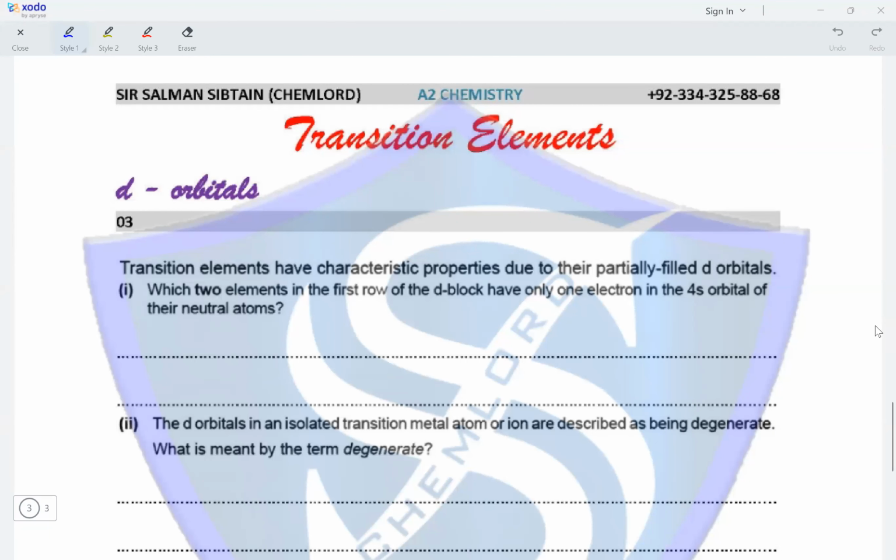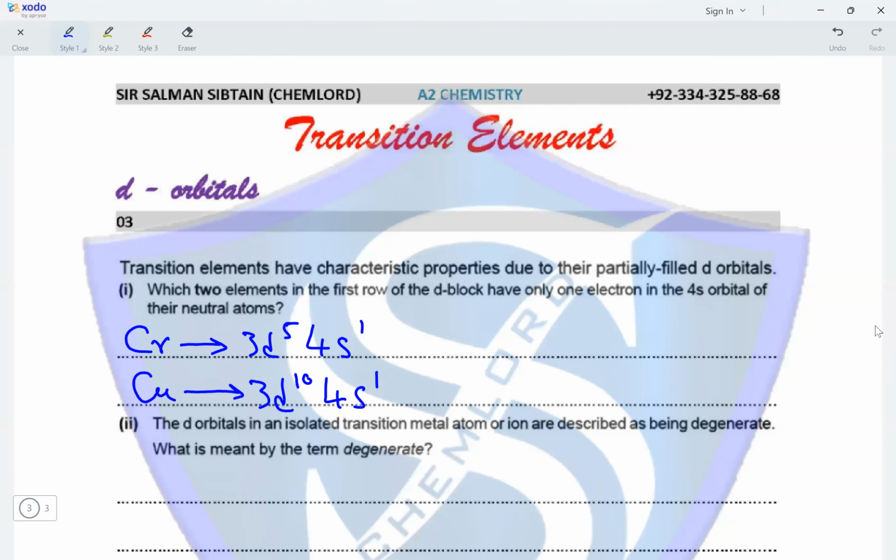Question 3. Transition elements have characteristic properties due to their partially filled d orbitals. Which two elements in the first row of the d block have only one electron in the 4s orbital of their neutral atom? So it would be chromium having an electronic configuration of 3d5 4s1, and it would be copper having the electronic configuration of 3d10 4s1.